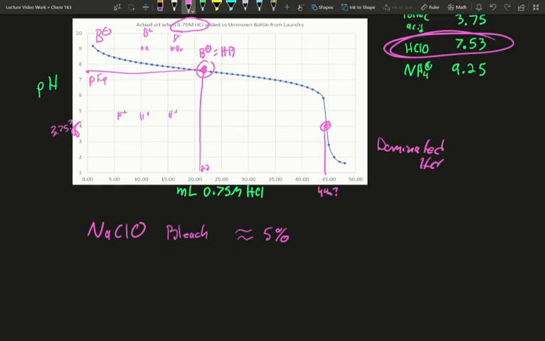So if we have a reasonable idea, based on the inflection points and where we think the pKa for that species was, based on the equivalence point we see at the end, then let's use that volume to go about solving the concentration. If this is indeed bleach, what would our concentration be? Well, we added 44 milliliters, approximately, of HCl in order to reach the equivalence point. So 0.044 liters of the HCl solution.